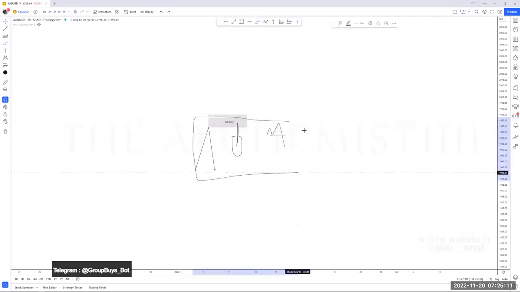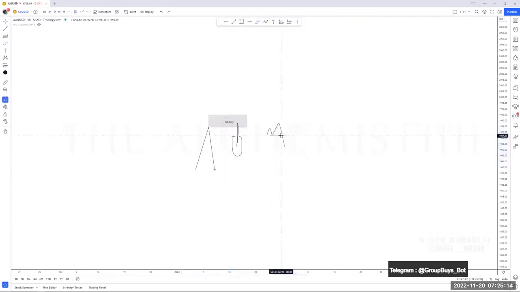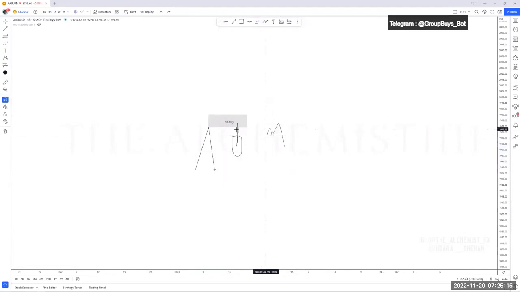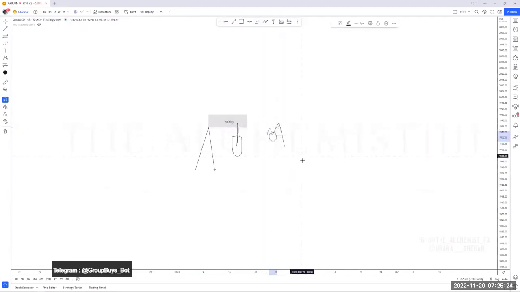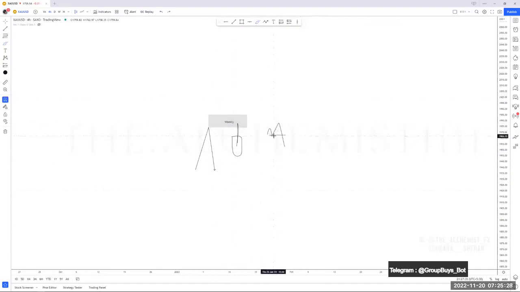This is how we know that a new storyline has begun. Weekly has to close below weekly. One time frame lower or two time frames lower, you have to get a break of local structure. Once you get that, you get the confirmation that we have a new bearish storyline in play.